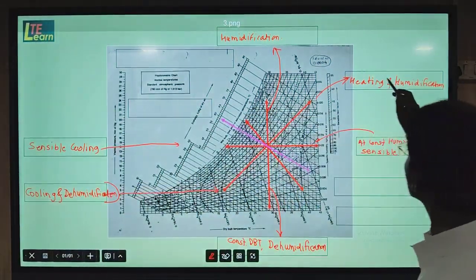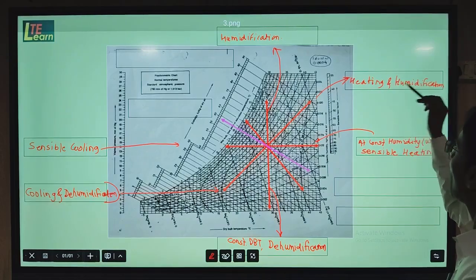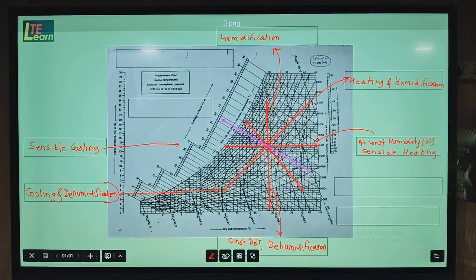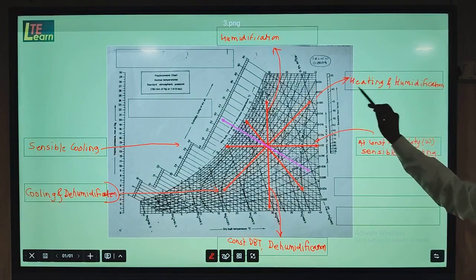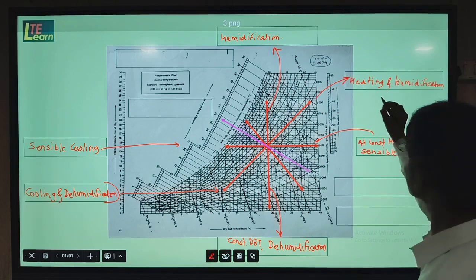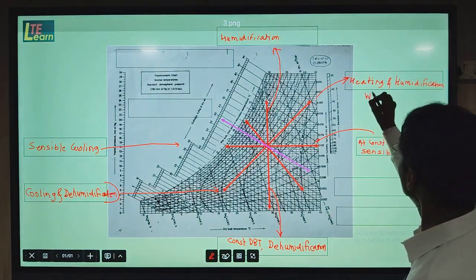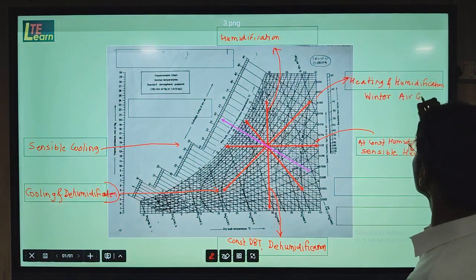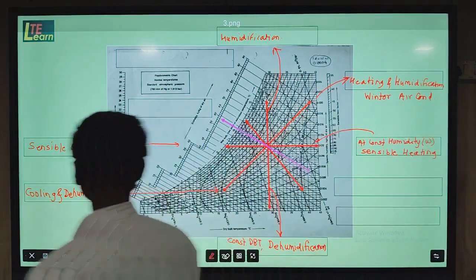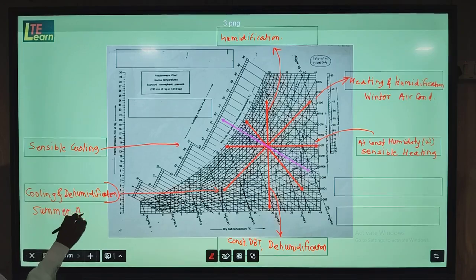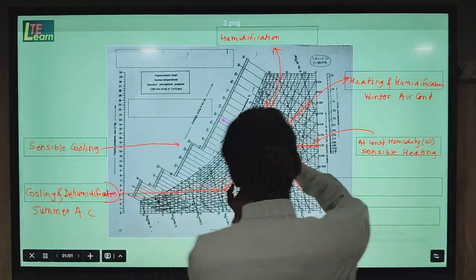The reverse case is where the climate is cold and there is no humidity. In that case, heating of the air is to be carried out along with addition of moisture. So that is why heating and humidification. Normally this will be used in winter air conditioning, and the other will be used in summer air conditioning. So these are the two processes.